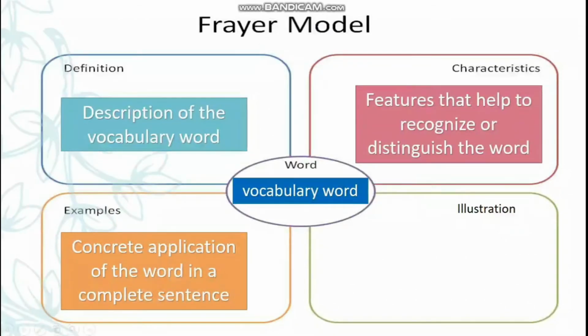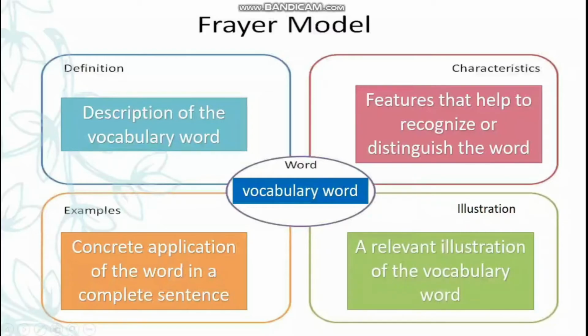Now guys, I have the most beautiful part in the middle, which is actually the vocab words, and I have the illustration part, which is the green part in the Frayer. And here you're supposed to have a relevant illustration of the vocab word. You have to draw like a simple drawing or a picture that you can find online to be added in the illustration part. So for the Frayer model, I need to have a definition, characteristics, example, illustration, all around the vocab word in the middle.